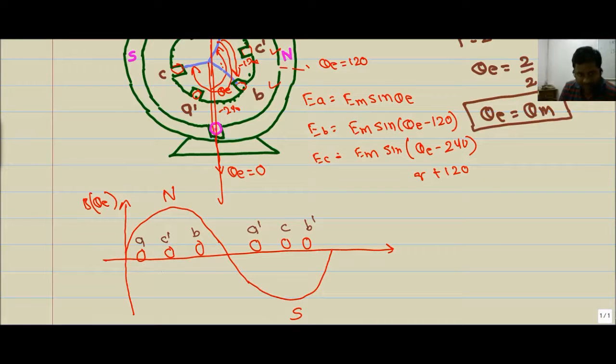If we draw the angle, this has a theta e angle with respect to the 0 degree axis, and up to this point it is theta e plus pi. Similarly, the difference between A and A dash is pi. This pi is the electrical angle, where A and A dash are electrically apart from each other by an angle of 180 degrees electric.